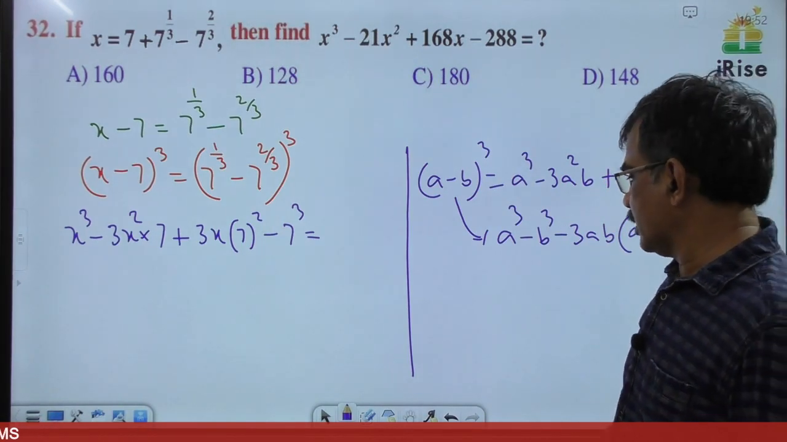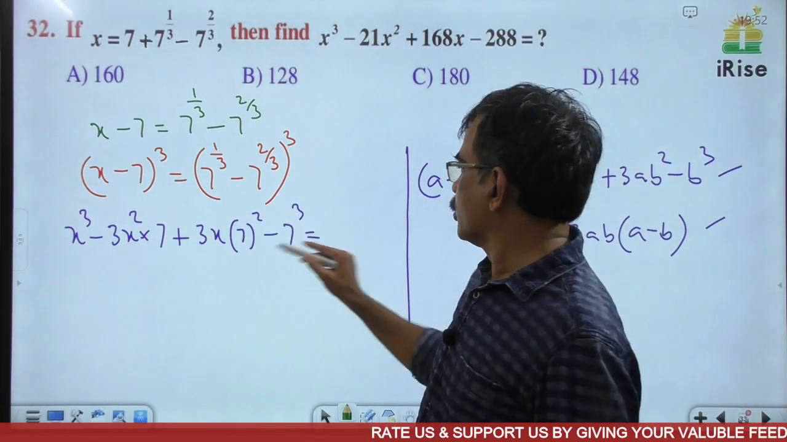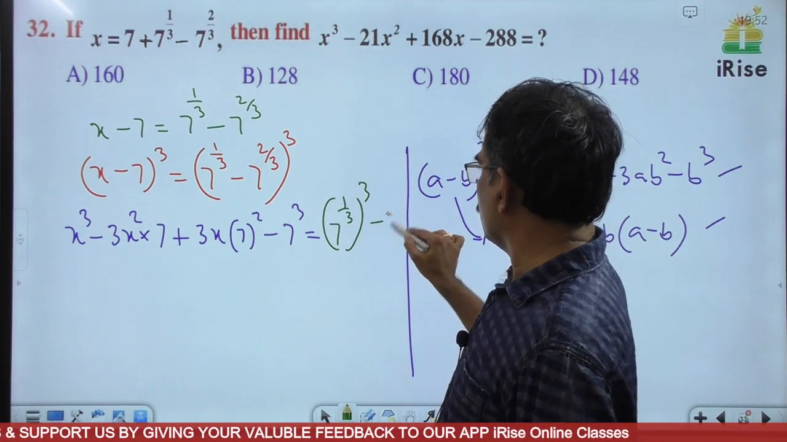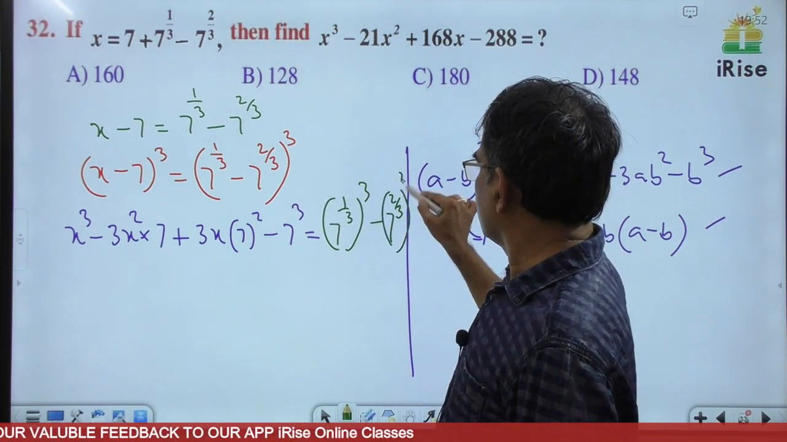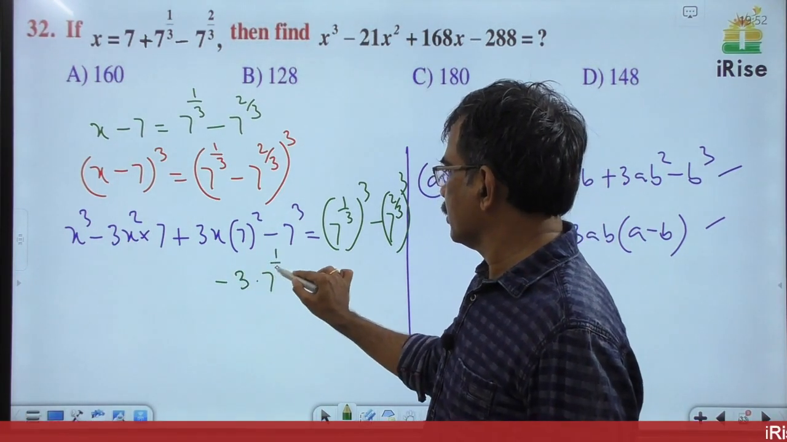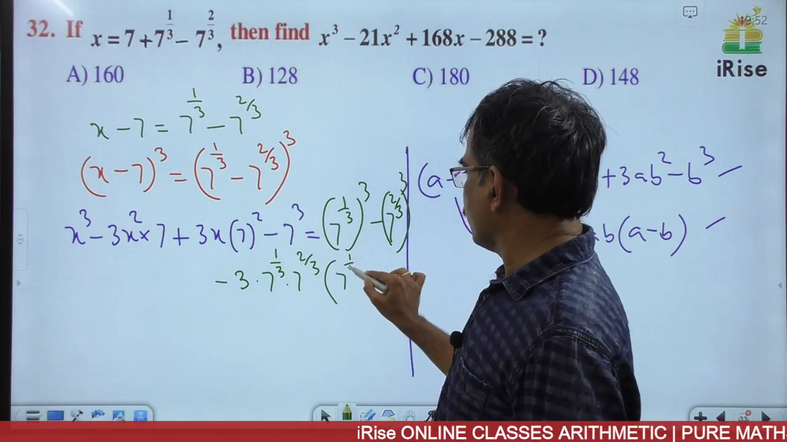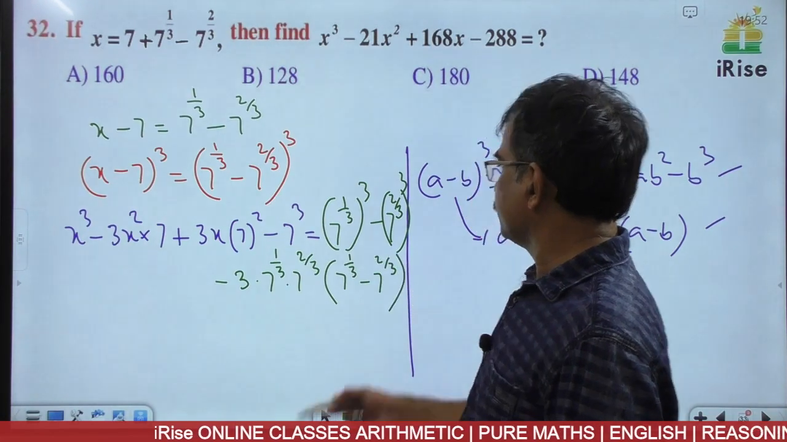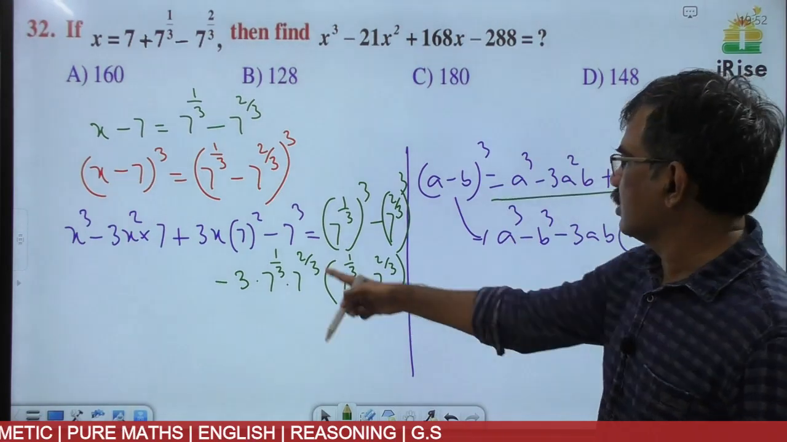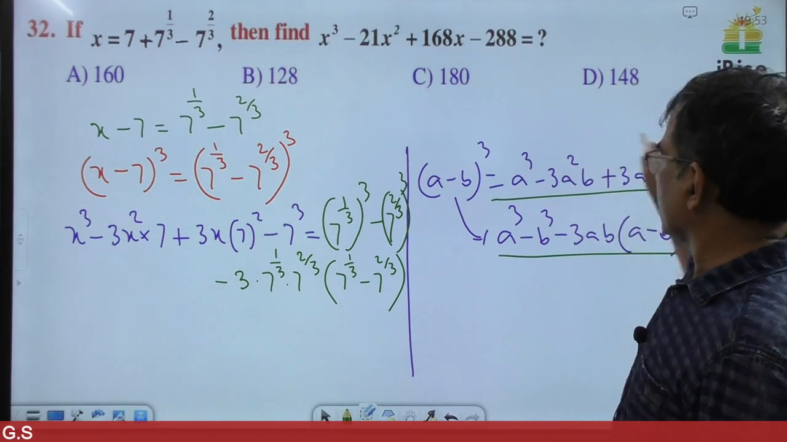the right side can be written as a cube minus b cube, minus 3ab into a minus b, 7 power 1 by 3 minus 7 power 2 by 3. Both formulae I have applied. On the left side the first formula, on the right side the second formula. Then what does it become? I want to erase this formula.